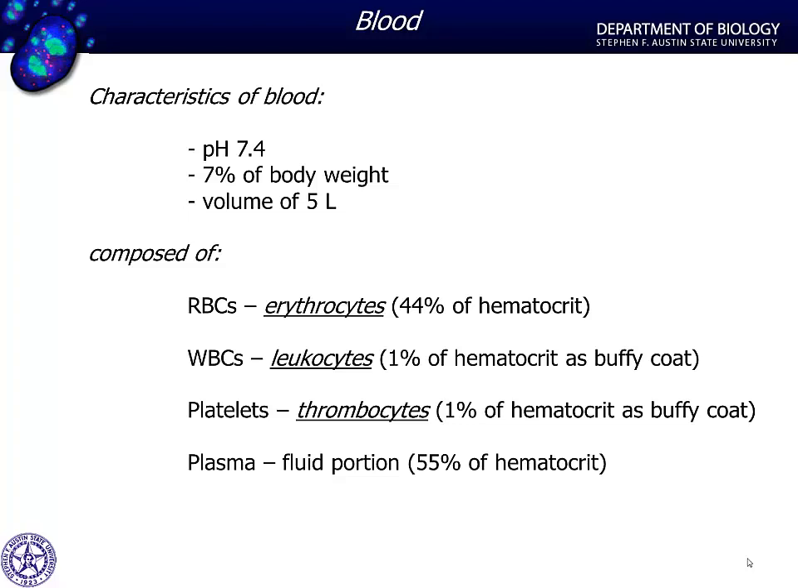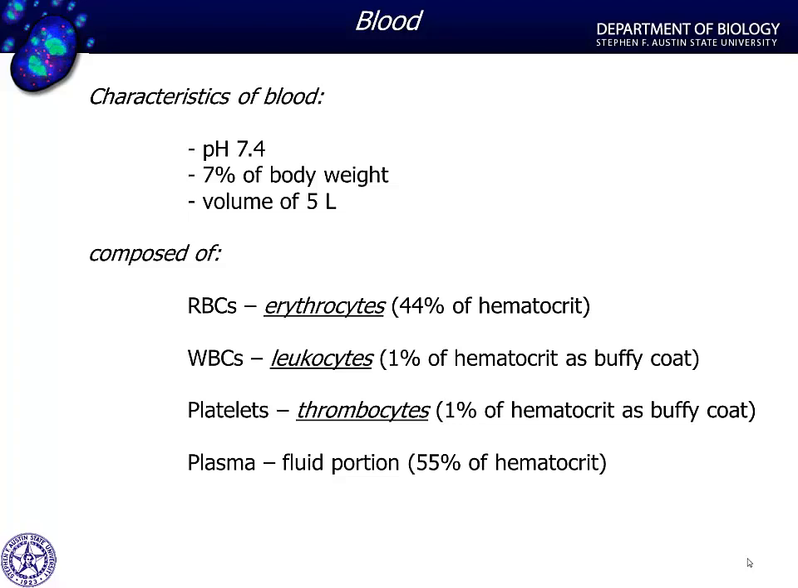So our blood is characteristically going to be about a pH 7.4. Remember, that's physiological neutral, and the volume for an average adult is going to be around 5 liters of total volume, which accounts for approximately 7% of your total body weight.